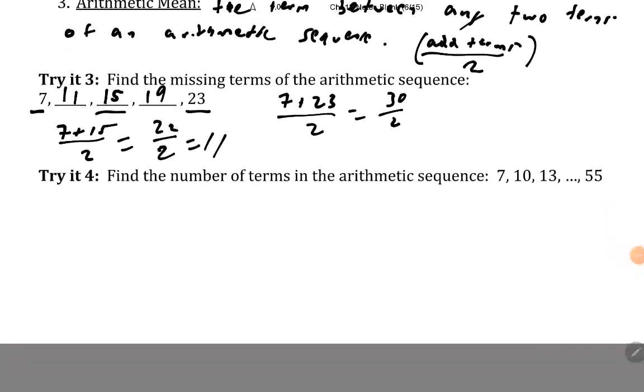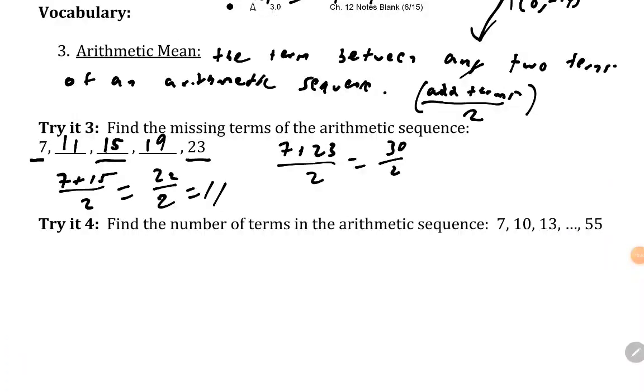Alright, let's see, back to here. Find the number of terms in the arithmetic sequence 7, 10, 13, and so on, up to 55. Now I could count all this. This is the first term, second term, third term. And I know that this is adding 3 each time. So the fourth term would be 16. The fifth term would be 19. And you could do all this and add them all up until you get to 55. And that will tell you how many terms there are. But I can do the formula.